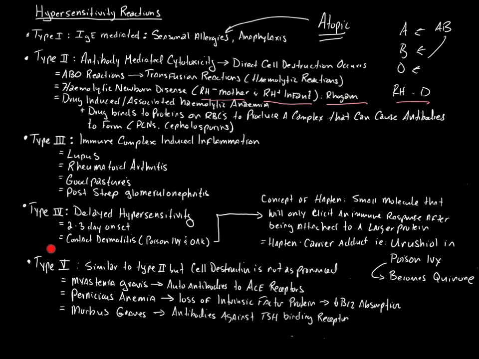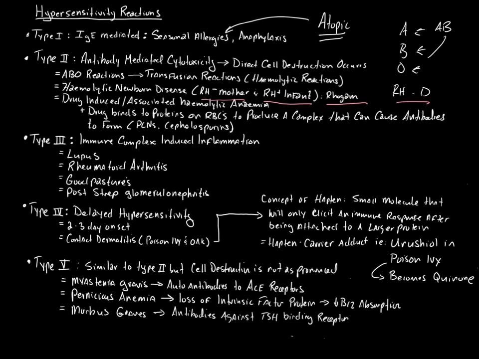And then type 5 hypersensitivity reactions are very similar to type 2, but there isn't cell destruction necessarily, but there is destruction of certain cell components, if you will, specifically receptors. So you're not destroying the whole cell like you would see in type 2, but you're destroying a certain component of the cell. Often this is due to destruction of receptors.